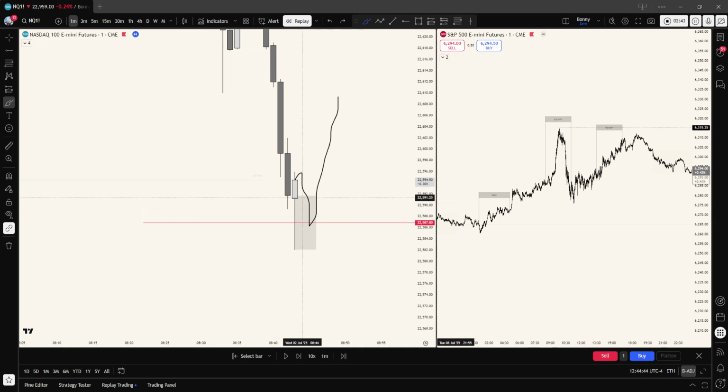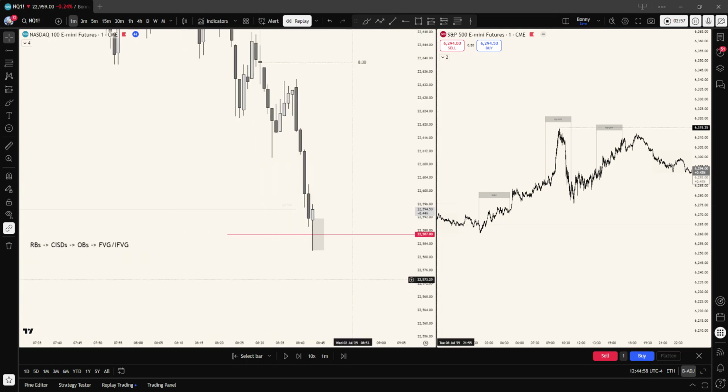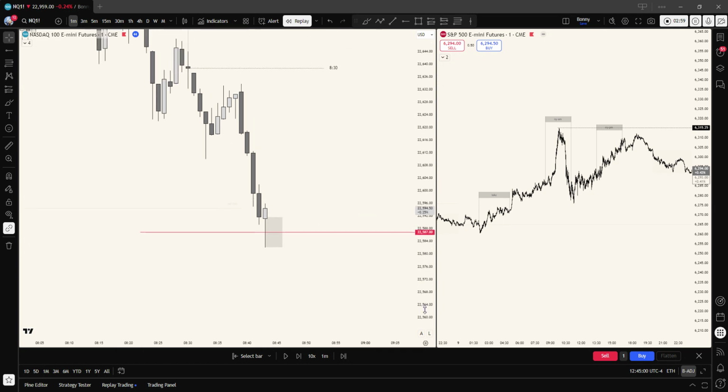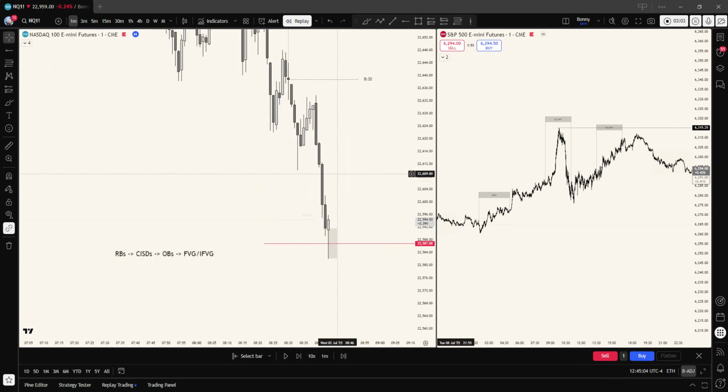So as soon as you see that NQ is tapping into the CE or even the rejection block itself, but then ES has already swept it, I would market order right there. And I would most likely get a lot better of an entry through that market order. Now, again, RBSMT is very discretionary, so it takes a while to get used to. But yeah, here is RBs, and then moving on to CISDs, right?